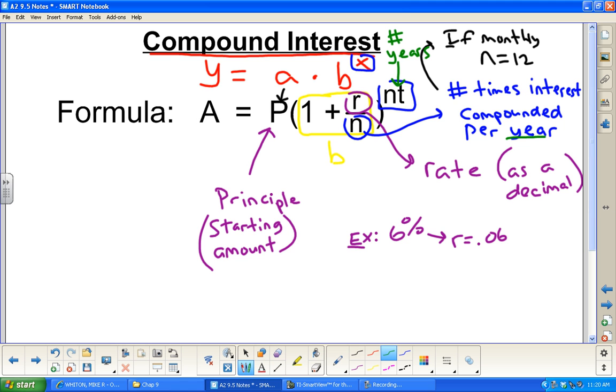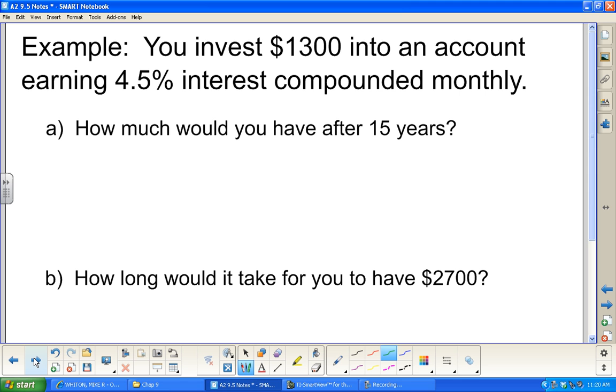Okay, so how long is the money going to be in this account, basically? So let's do an example, put some numbers in here, and see what we got. Let's say you invest $1,300 into an account earning 4.5% interest compounded monthly, and you want to know part A, how much would you have after 15 years?